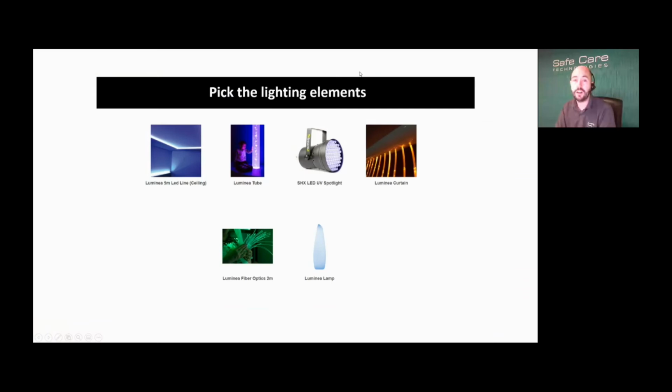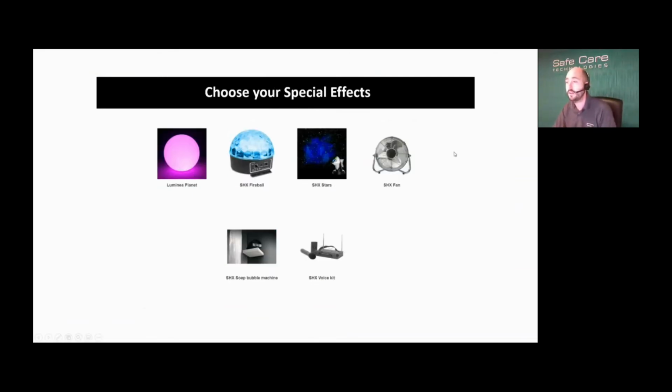From there, then we pick the lighting elements. So you might want to have the Luminea 5-meter LED line, which goes around the corner of your ceiling. You might want to have the Luminea bubble tube. You might want to have the Luminea curtain, which is your fiber optics going down from the ceiling. You might want to have the SHX LED UV spotlight. You might want to have the Luminea fiber optics, or you might even want to have the lamp that you saw in the images a while ago. So you have your different lighting elements.